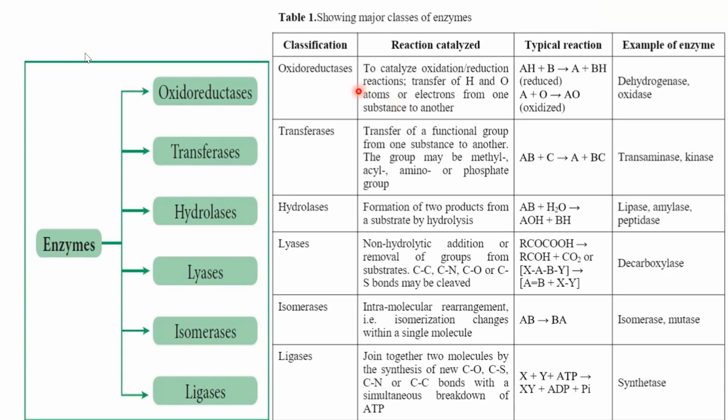So the 6 categories are oxidoreductases, transferases, hydrolases, lyases, isomerases, and ligases.